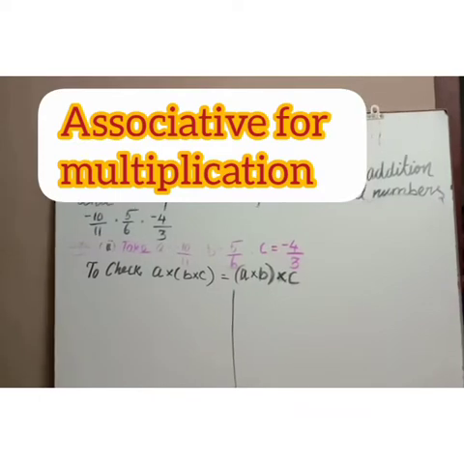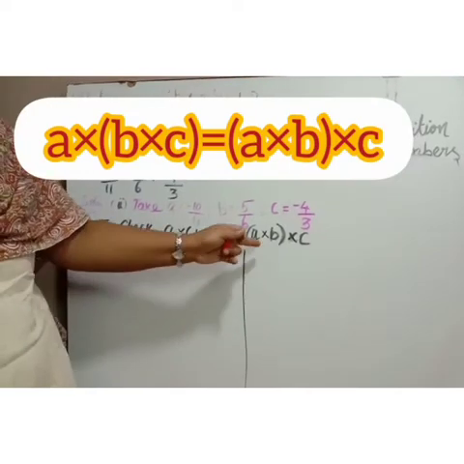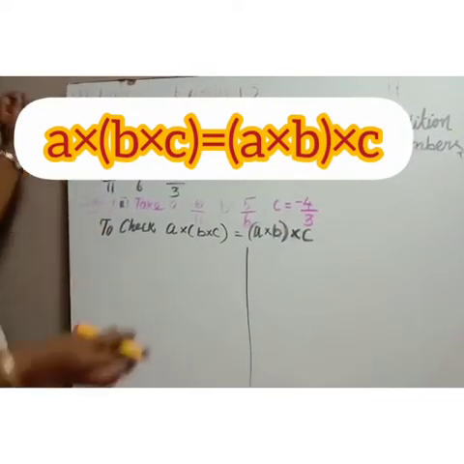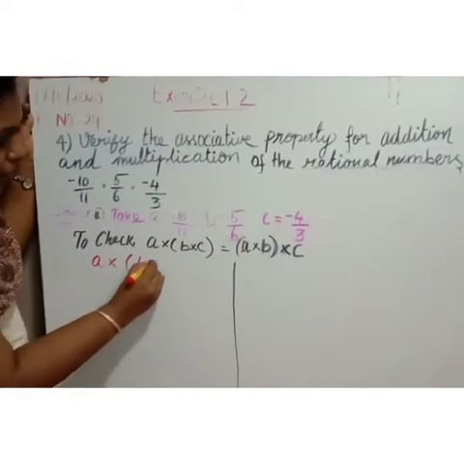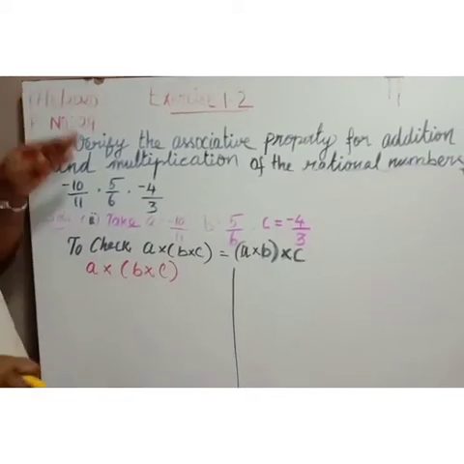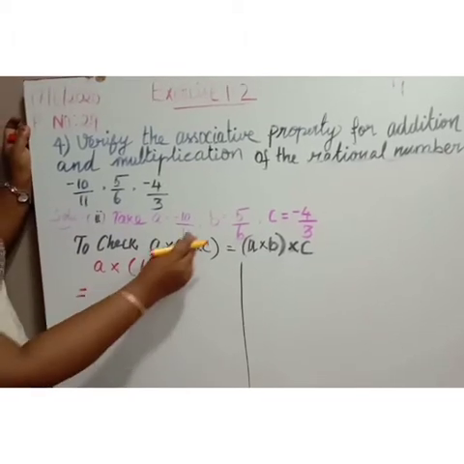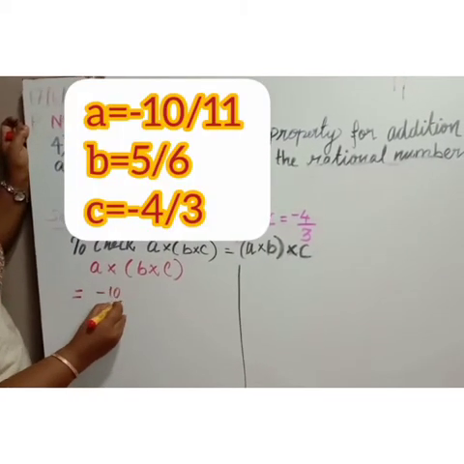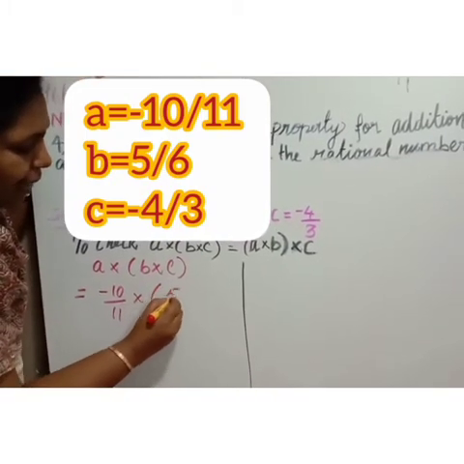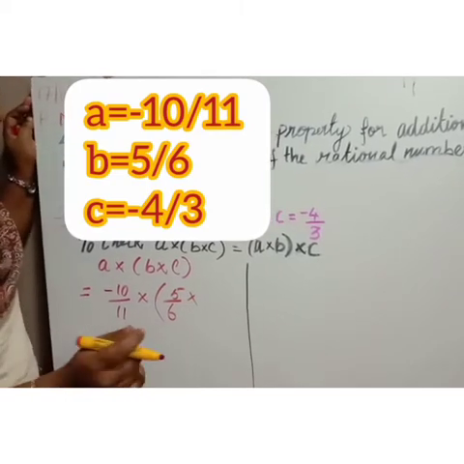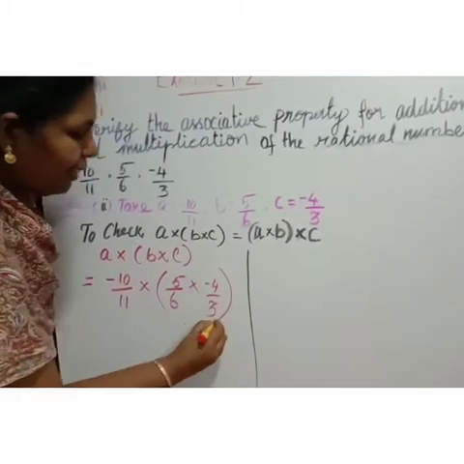So for multiplication, to check A × (B × C) is equal to (A × B) × C. First we find this part, A × (B × C). Comparing to addition, multiplication is very easy. So what is the value of A? A is minus 10 divided by 11. B is 5 divided by 6. C is minus 4 divided by 3.